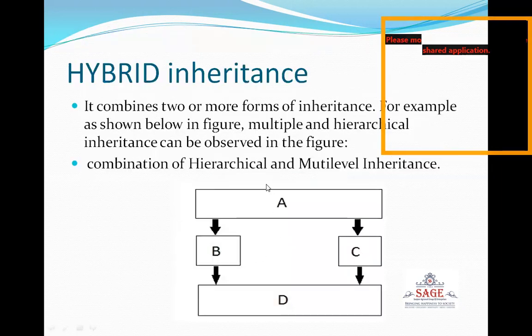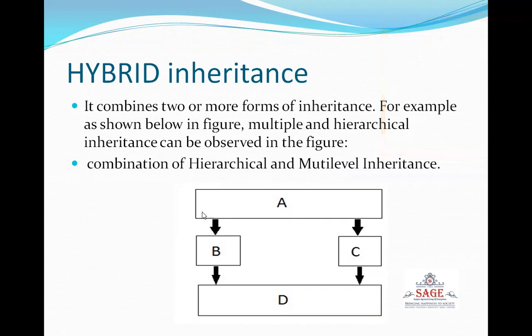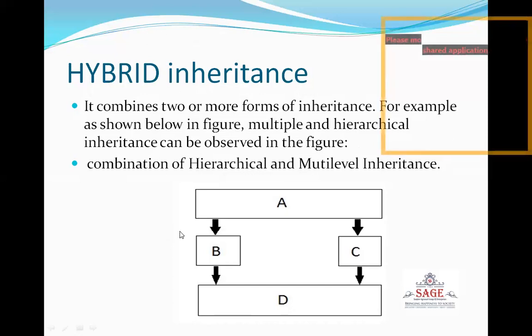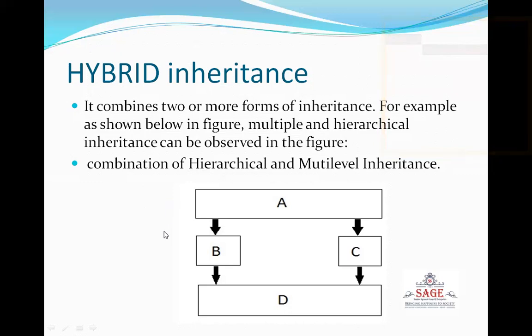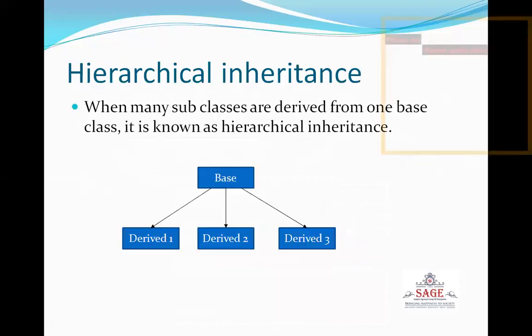Last one is hybrid inheritance. It combines two or more forms of inheritance. For example, as shown below in the figure, this is the example of hybrid inheritance. Here, multiple classes transfer the properties to one class, and hybrid inheritance is also used. It is a combination of hierarchical and multi-level inheritance, where we are using two types of inheritance and combining them, है ना? तो ये कहलाता है हाइब्रिड इनहेरिटेंस. So this is all about inheritance.